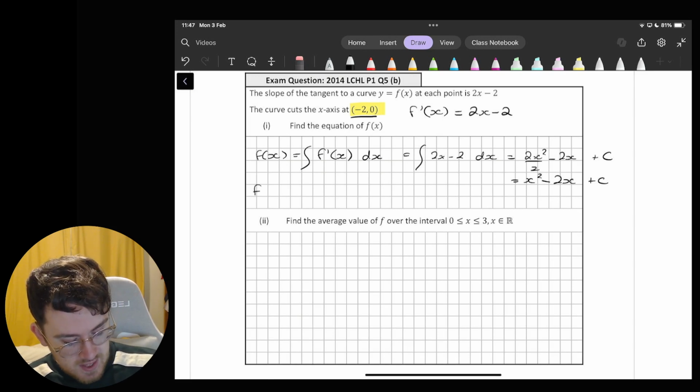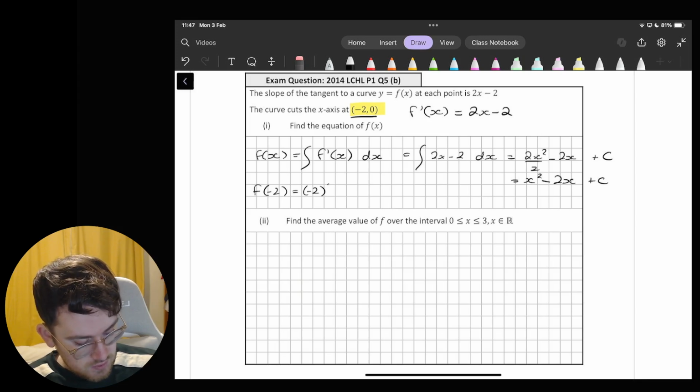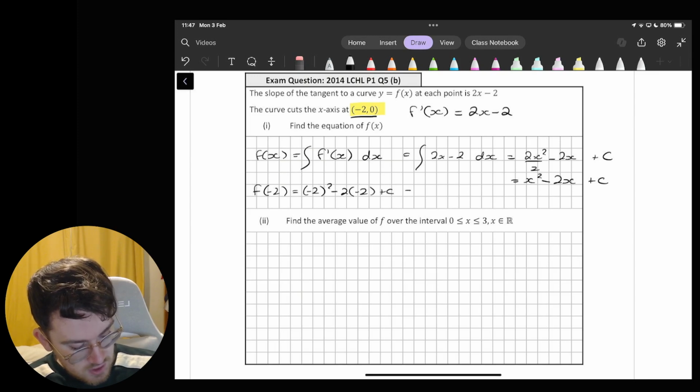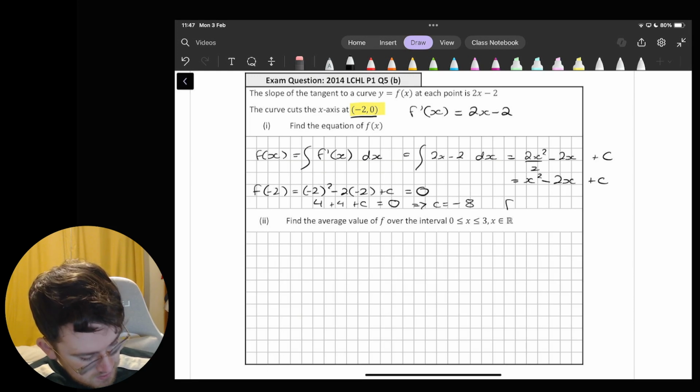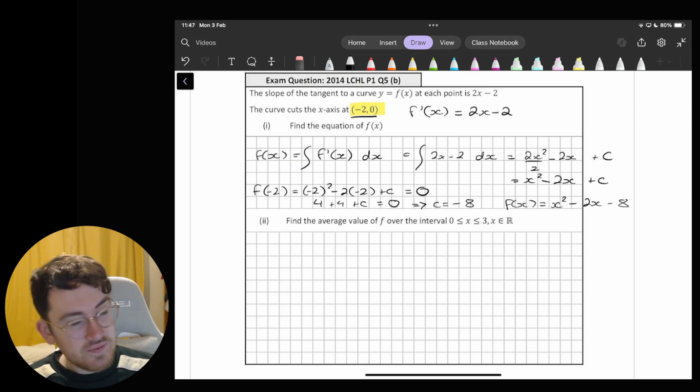So that means that f of minus 2, which is minus 2 squared minus 2 times minus 2 plus c, should be equal to 0. So that's 4 plus 4 plus c equals 0, which means c is minus 8. And my function f of x is going to be x squared minus 2x minus 8.